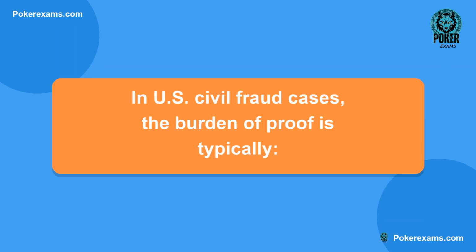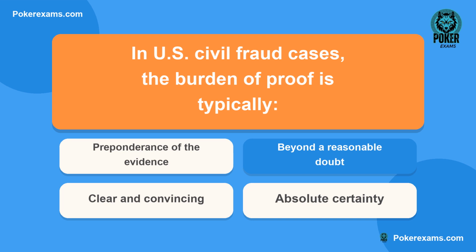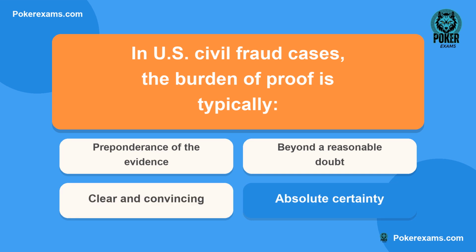Next question. In U.S. civil fraud cases, the burden of proof is typically. Is it A, preponderance of the evidence? Or B, beyond a reasonable doubt? Could it be C, clear and convincing? Or lastly D, absolute certainty?